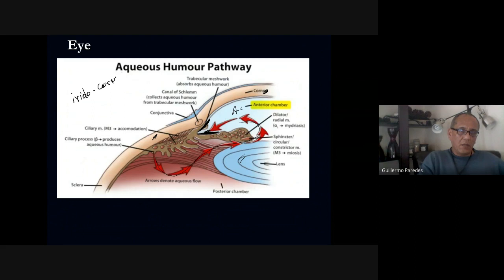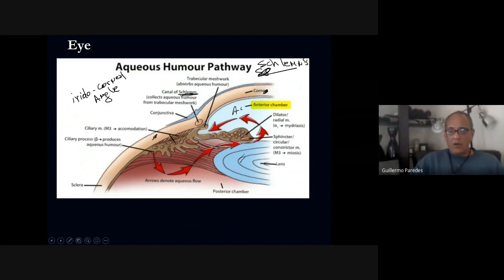iridocorneal angle. And that is between the cornea and the iris. This angle is where the Schlemm's canal is going to be located. Okay, Schlemm's canal. So this is the meshwork that is going to basically be draining the aqueous humor outside into the lymphatic system. Okay? All right, so let's keep moving.